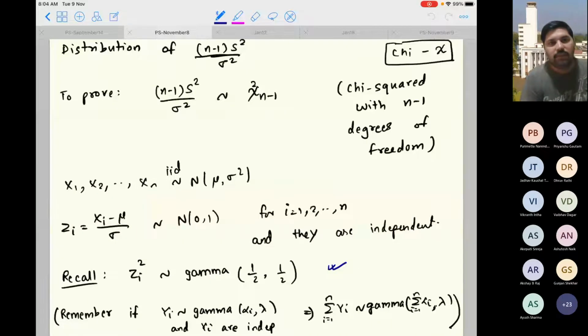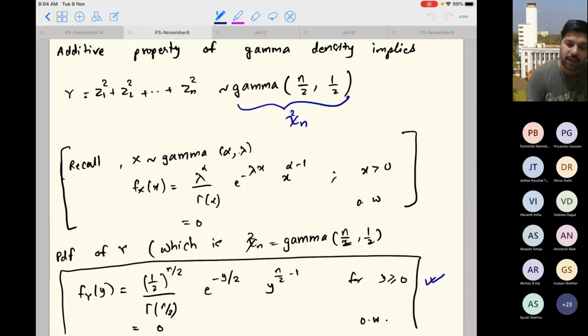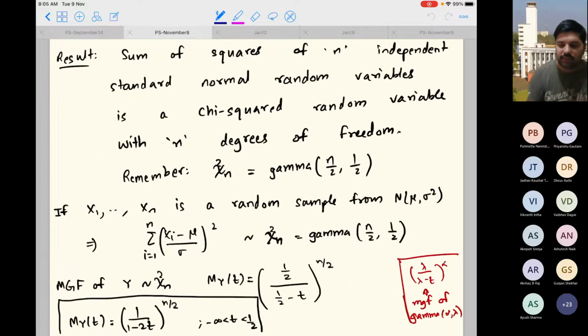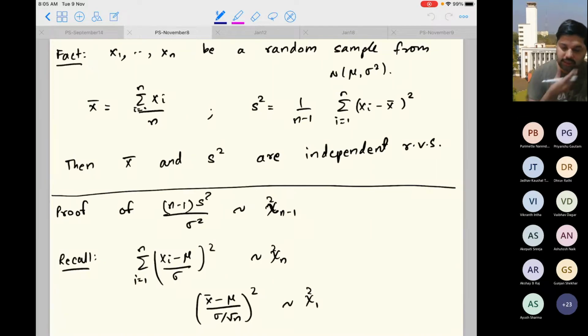And we found out the distribution of (n minus 1) S square by sigma square, and that turned out to be a chi-squared density with n minus 1 degrees of freedom. And this chi-squared density is basically a special case of gamma density. So the gamma density with parameters n by 2 and half is basically chi-square n. And once you know what is gamma density, then from gamma density you could do all these things.